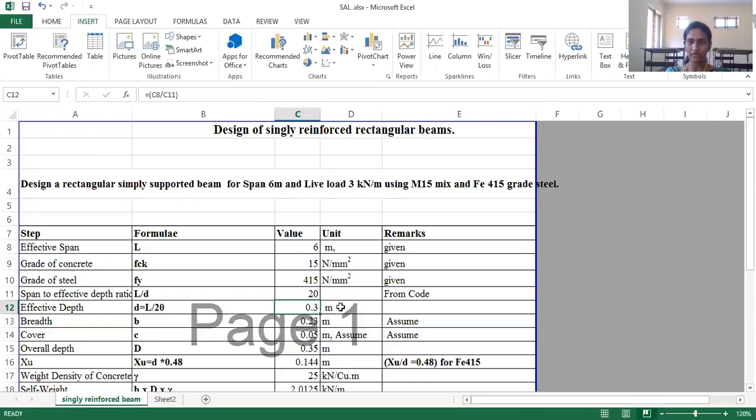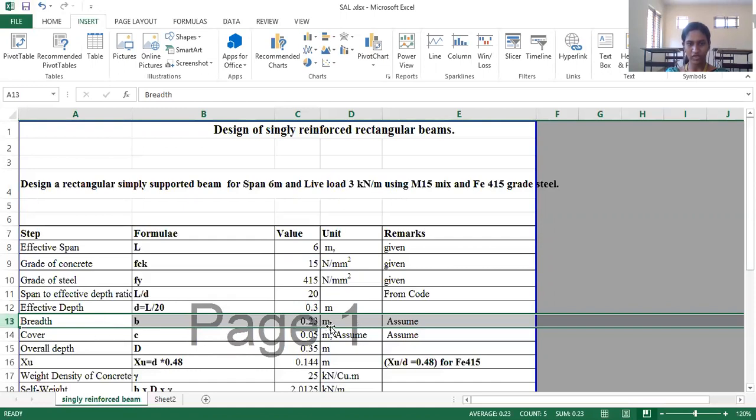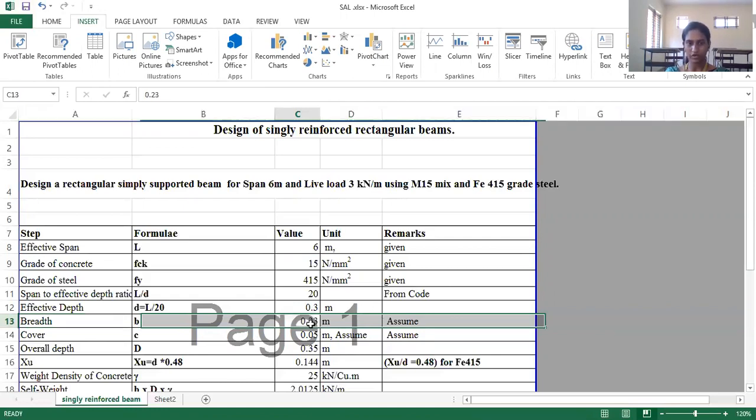You can even write this in terms of millimeter also, not a problem if you are writing in terms of meter. The next step is to find the breadth b. So breadth b is equal to 0.23. It is assumed; you can use 0.23 or 0.25, because you know the width of the wall is 0.23. So you can take the width of the beam as 0.23. Next, cover: you can assume cover as 0.05, meaning 50 mm cover is assumed.